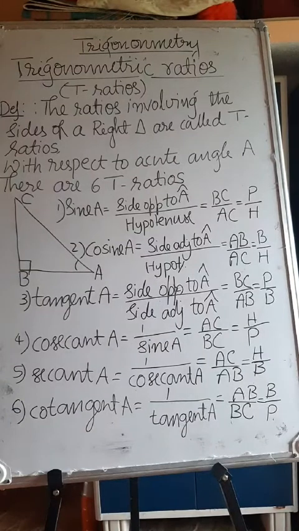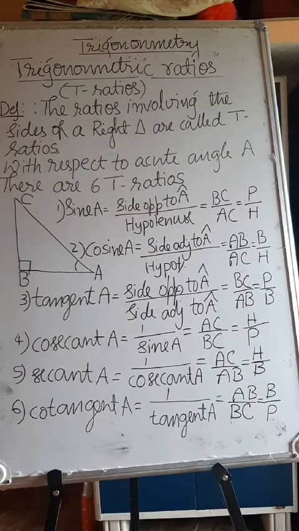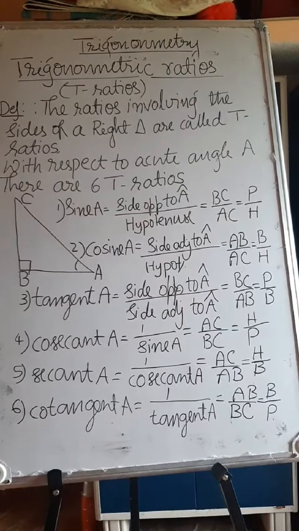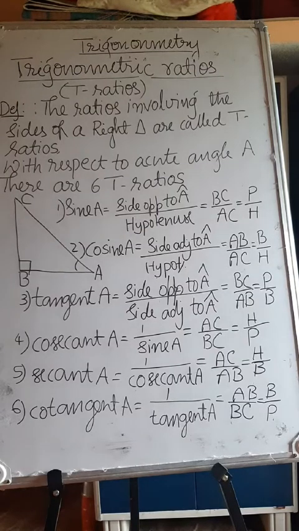Okay, till now we understood the definition of trigonometry, as well as the terms with respect to a right angle triangle with respect to an acute angle. Now the next concept we are going to study is trigonometric ratios. Trigonometric ratios are also called T ratios. This is very important. T ratios is the short form, or they are also called trigonometric ratios.